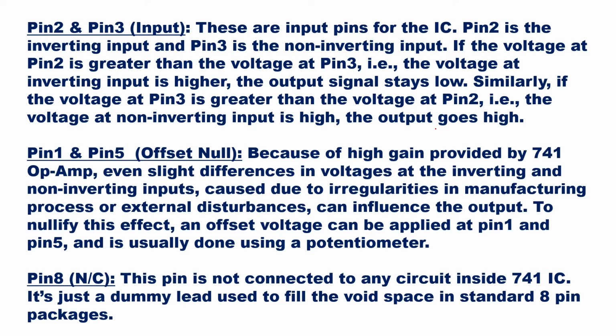Then we'll go to pin number 1 and pin number 5, which are called offset null. Because of the high gain provided by the 741 op-amp, even a slight difference in voltages at the inverting and non-inverting inputs, due to irregularities in the manufacturing process or external disturbances, can influence the output. To nullify this effect, to make it zero, an offset voltage can be applied at pin number 1 and pin number 5, and this is usually done by using a potentiometer, a pot.